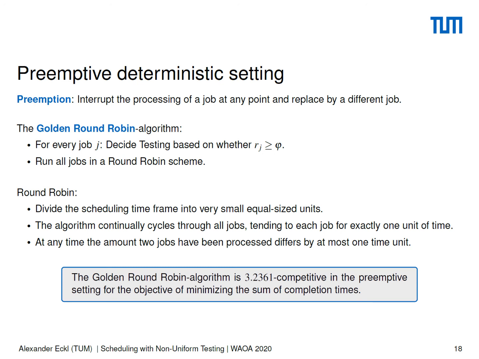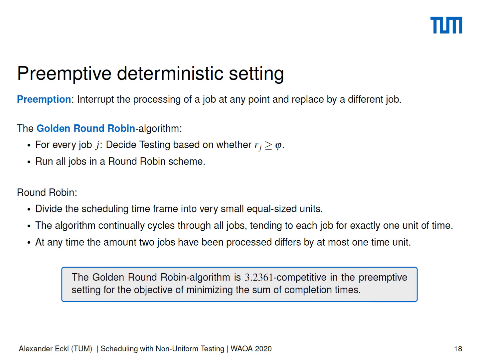Round-robin is a rule which is frequently used in preemptive machine scheduling. And it works as follows. We first divide the scheduling time frame into very small equal-sized units. The algorithm then continually cycles through all these jobs, tending to each job for exactly 1 unit of time. This leads us to a schedule where at any time the amount two jobs have been processed differs by at most 1 time unit.